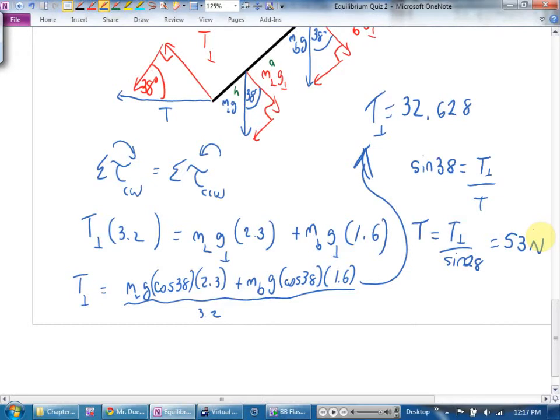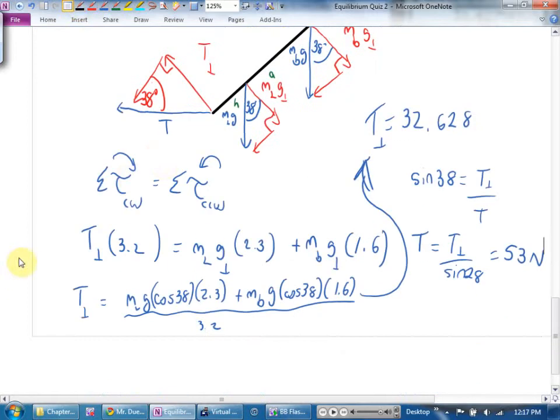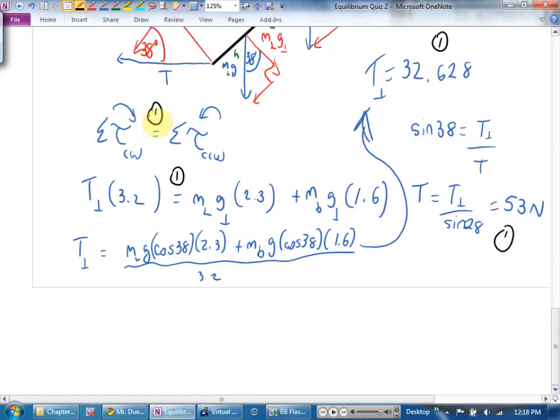If you got that wrong, you don't get full marks. How would I give out part marks? Probably something like this. I would give you one mark if I saw that. One mark if I saw that. Two marks if I saw that. Probably something like that. It's out of five. Even easier. Then I would probably go one mark for that, one mark for that, and one mark for that.